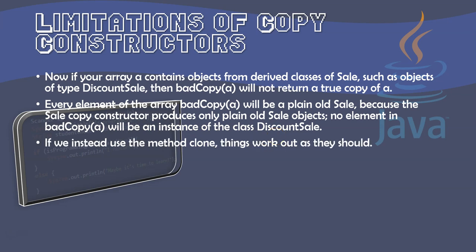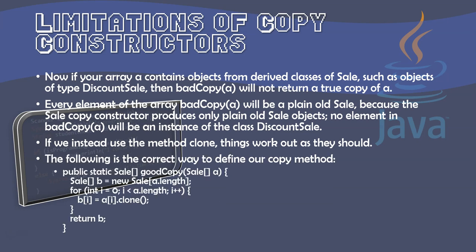However, if we were to use the method clone instead, things would work out as we would expect. This would be the correct way to define that copy method. So if we look here at the good copy, everything's the same except that here we have B of I equal to A of I dot clone. And this is what we want to see. Otherwise, these methods are exactly the same, except this one is using .clone.